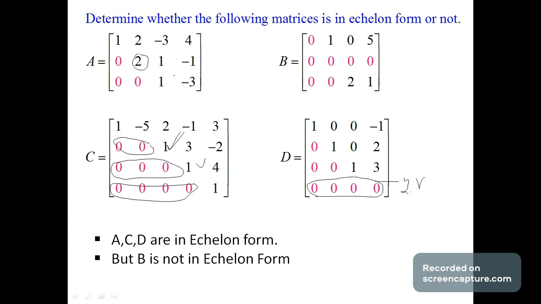Okay, here A, C, D are in echelon form, but B is not in echelon form because the zero row is not placed in the last row. The third row has to be replaced by the second row, and the second row by the third row.